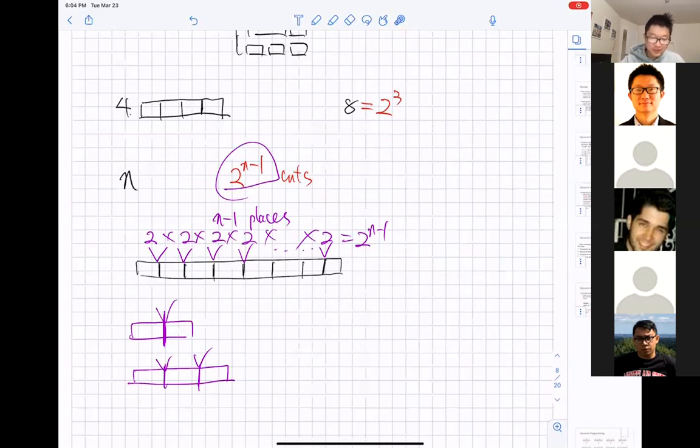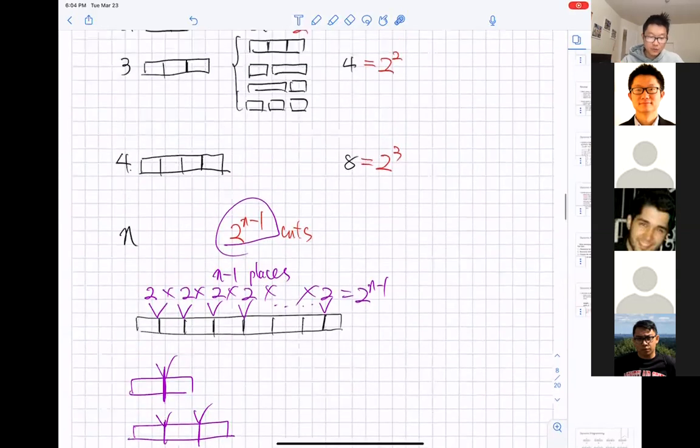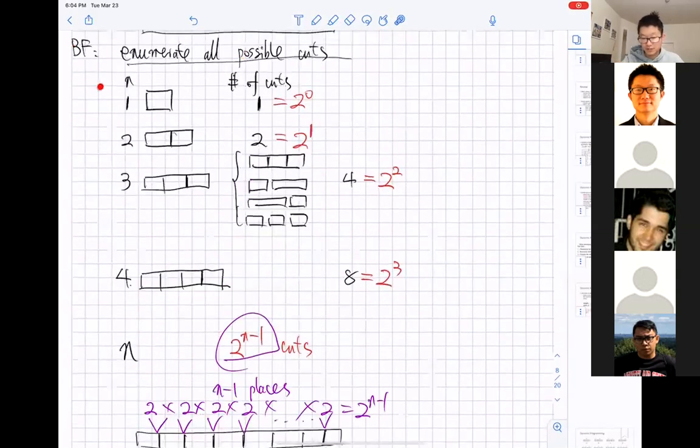So this means that if we want to use the brute force way to solve the problem, we need to enumerate all the possible ways of cutting, then calculate the revenue for each of them, and the complexity is at least 2 to the power of n minus 1, because we have this number of different choices, right?